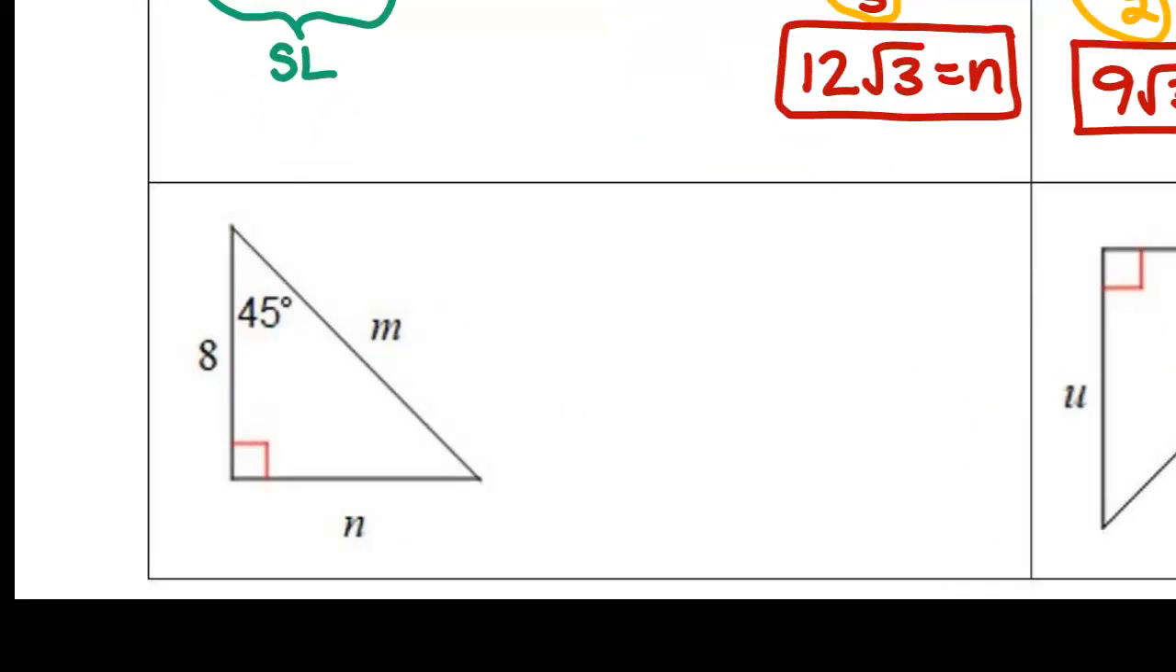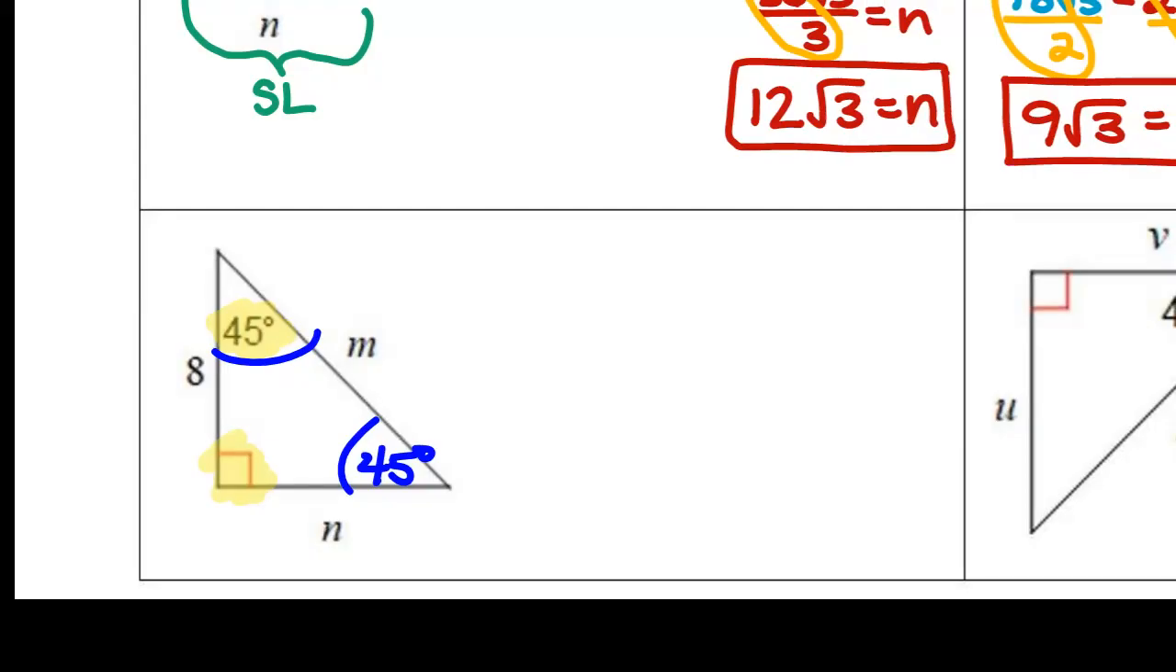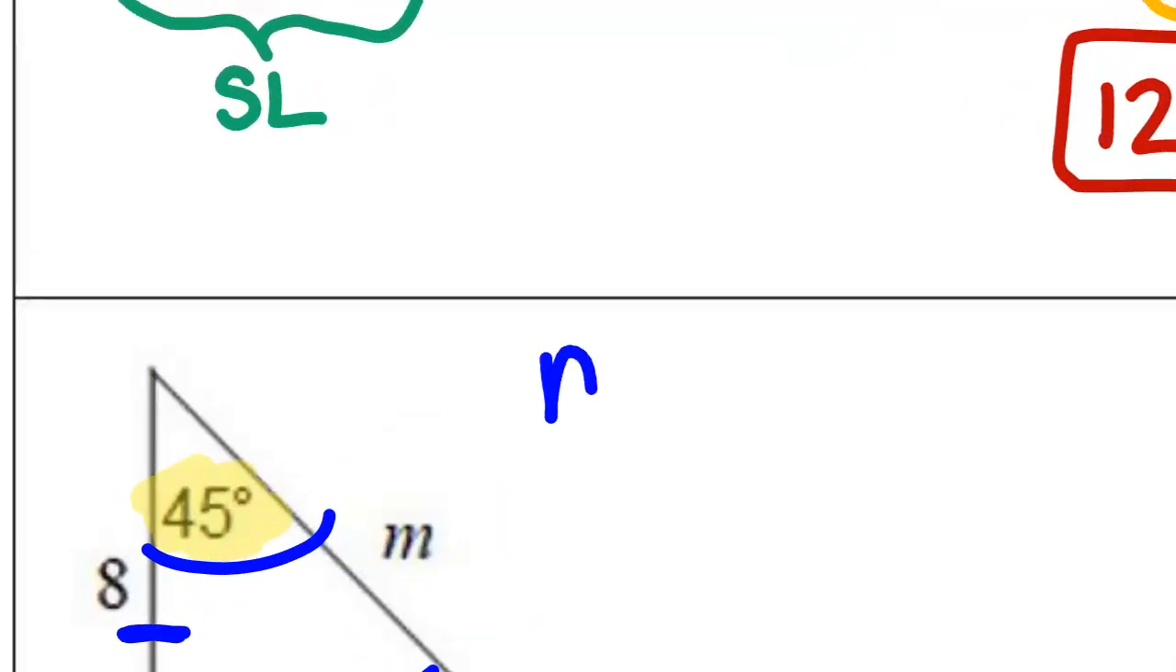I see a right angle right down here, and I see a 45-degree angle. How big does this other angle have to be then? Has to be 45. These two angles are the same size, which means these two sides are the same size. So how big is N? 8.